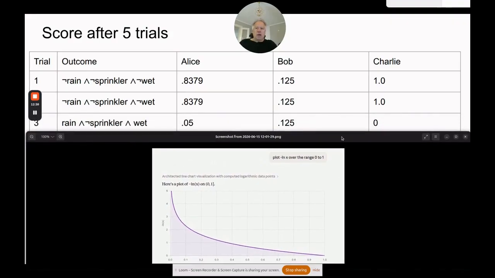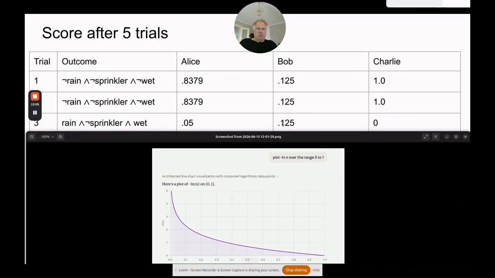Okay, now in comes the next. And what we have here is rain and non-sprinkler and wet. Okay, so it's raining and it's wet in the grass. Okay, a 0.05% probability for Alice. So hers is 0.05, so it's right about there. So she's going to get kind of a lot of penalty for that.